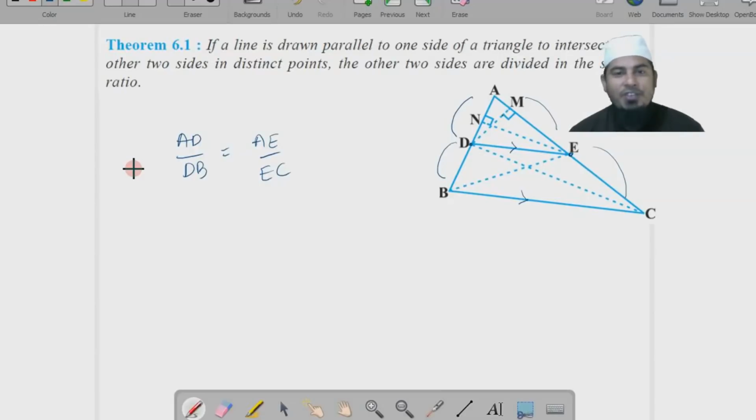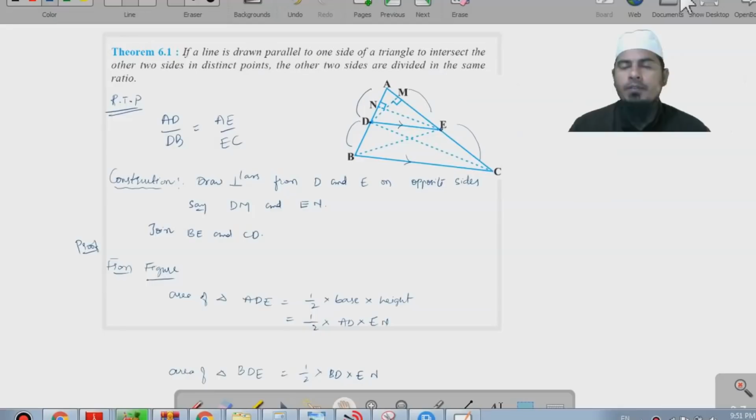Are you ready to understand the proof of it? Yes, let's go. Here, what is required to prove is AD by DB is equal to AE by EC. In order to do that, we need to do some construction. So we draw perpendicular altitudes DM and EN, joining DC and BE. Then how do we get to the proof result?